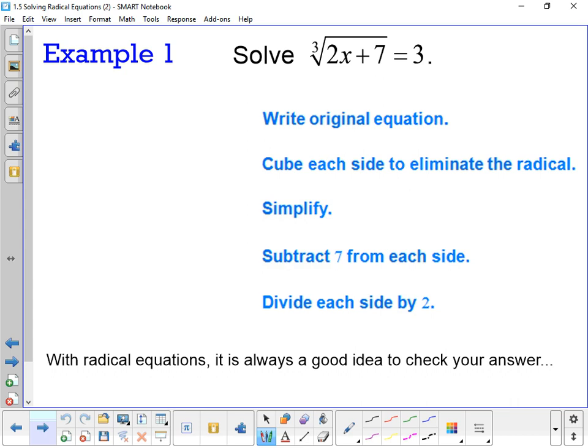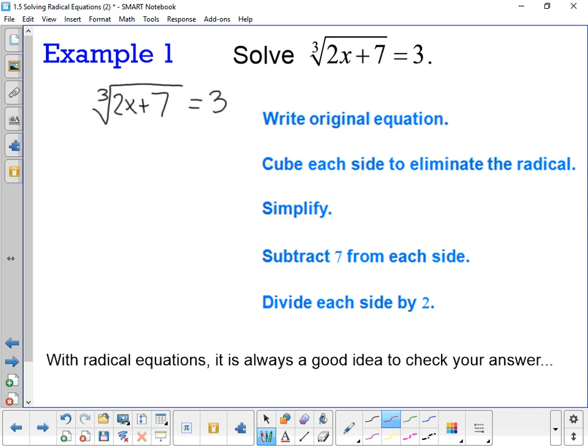So this first example is we would like to solve the equation the cube root of 2x plus 7 is equal to 3. And I have the steps written out here in blue. So we'll start with our original equation. And right now, on the right side of our equation, we have the cube root of this quantity 2x plus 7. So we'd like to eventually get that x by itself.